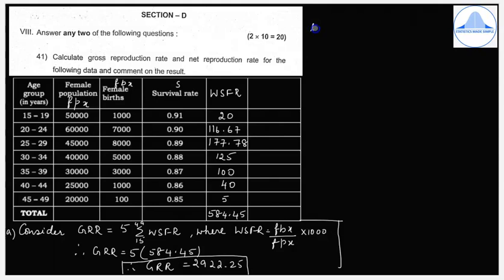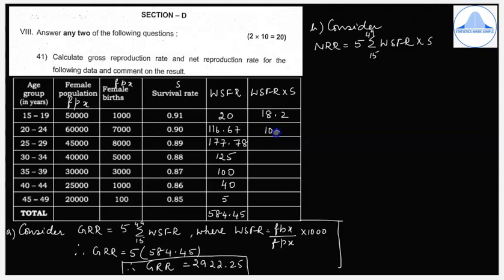Next, we will find out NRR. So let us write the formula for NRR. So consider NRR is equal to 5 into summation 15 to 49 WSFR into S. And we already wrote the formula for WSFR, so there is no need to write it again. So we have to form the column WSFR into S. So it is 20 into 0.91, which is 18.2.